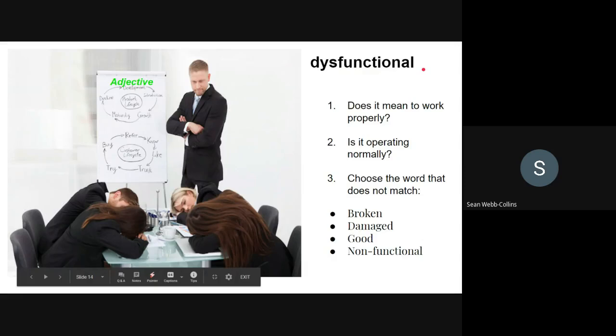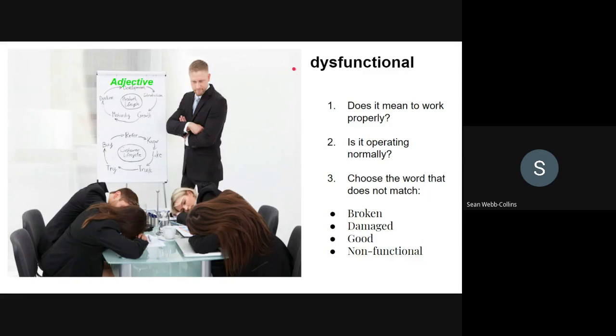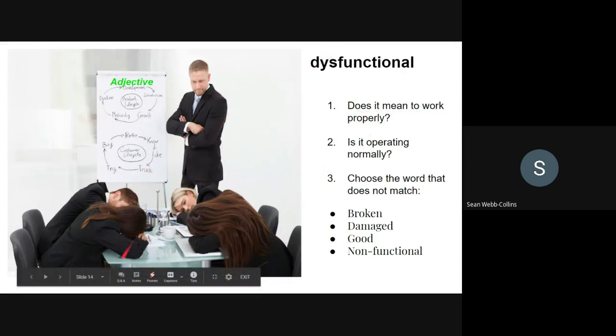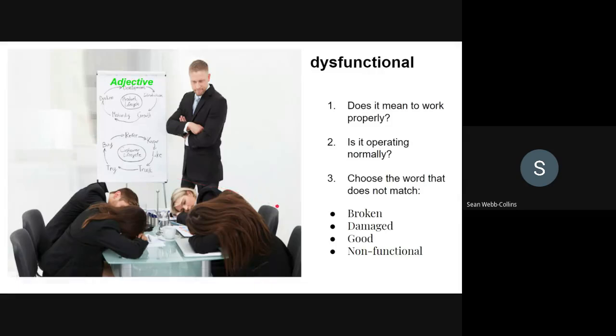Dysfunctional. Adjective. And number 1, does it mean to work properly? Well, we can have a look at this picture, and if they are dysfunctional and it looks like they're sleeping, then it means no. If something is dysfunctional, it does not work properly.